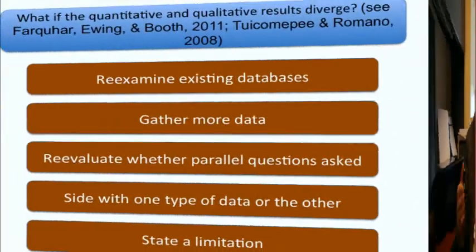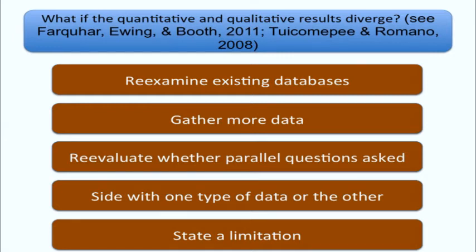Well, the issue often arises in a convergent design. What if the two databases diverge, or they're contradictory, or they're very different perspectives that begin to emerge? How does a researcher go about addressing this? Well, here are some of the strategies that have emerged in the literature. First of all, researchers often go back to the original databases and re-examine them. They may have missed some themes. They may have not looked at some of the quantitative results accurately.